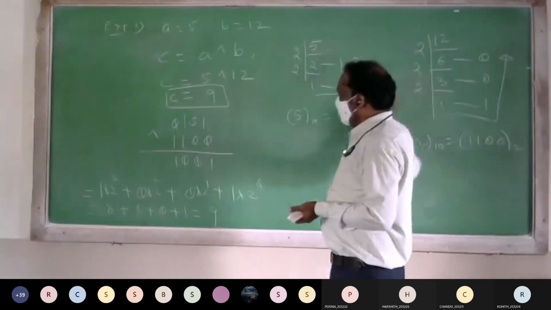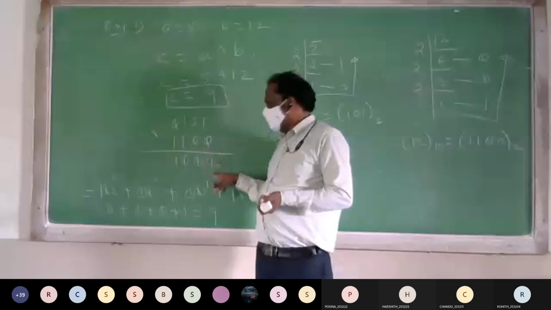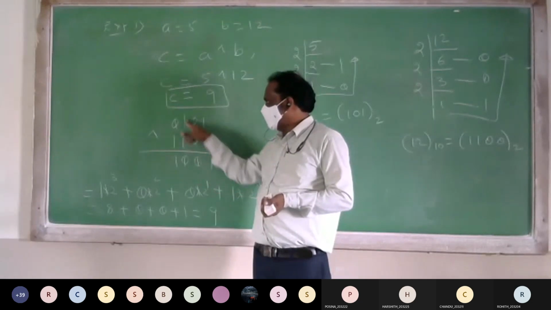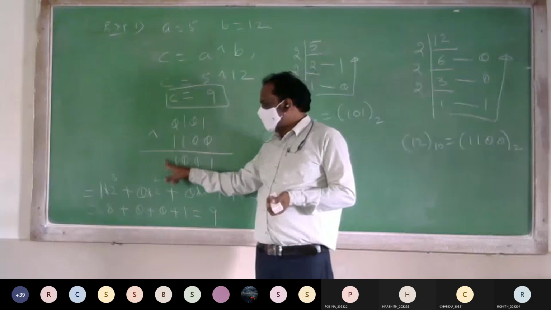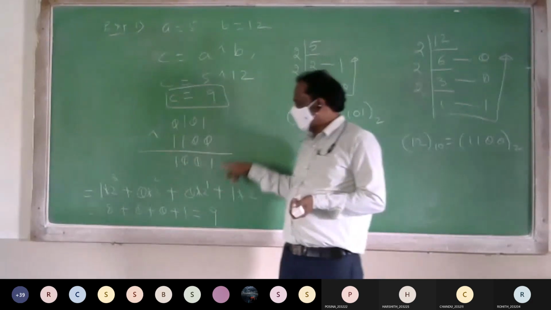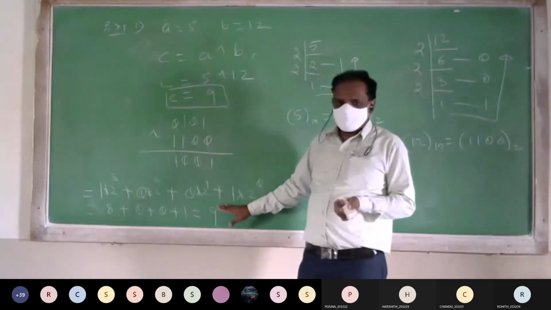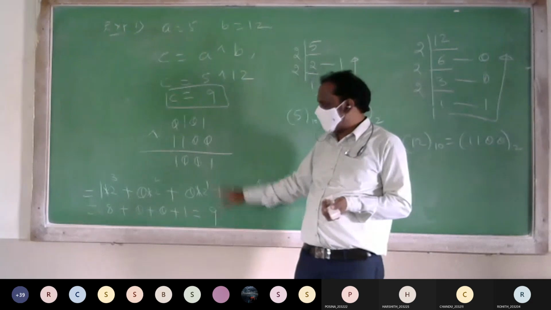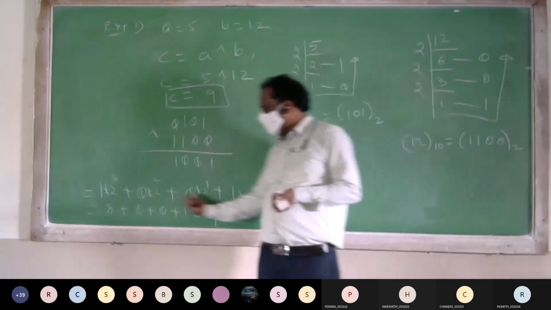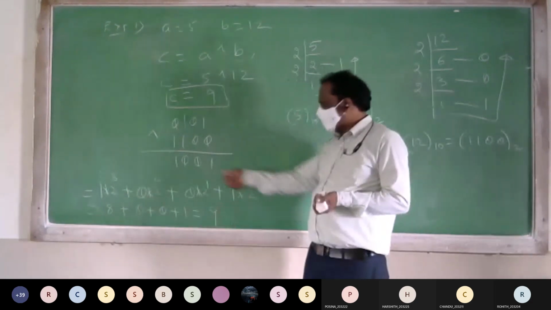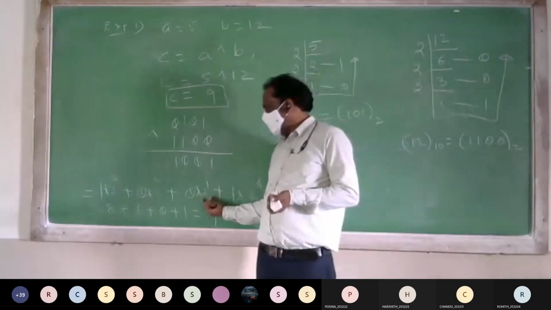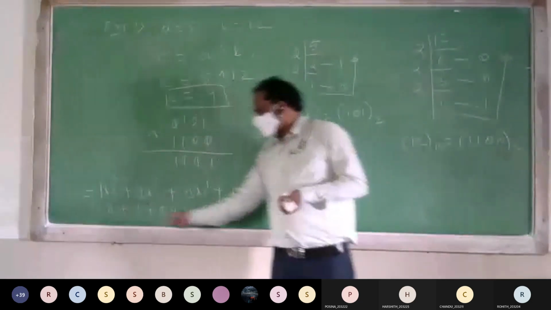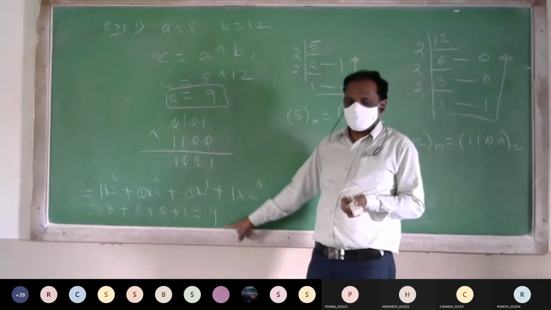We need to convert it to binary. If both the bits are different, 1. If both the bits are same, 0. Different, 1. Now since this is in binary, we need to convert it to decimal. So how to convert binary into decimal? Multiply by 2 power. This is the least significant bit, so we will multiply with 2 power 0, 2 power 1, 2 power 2, 2 power 3, and this is the decimal value.